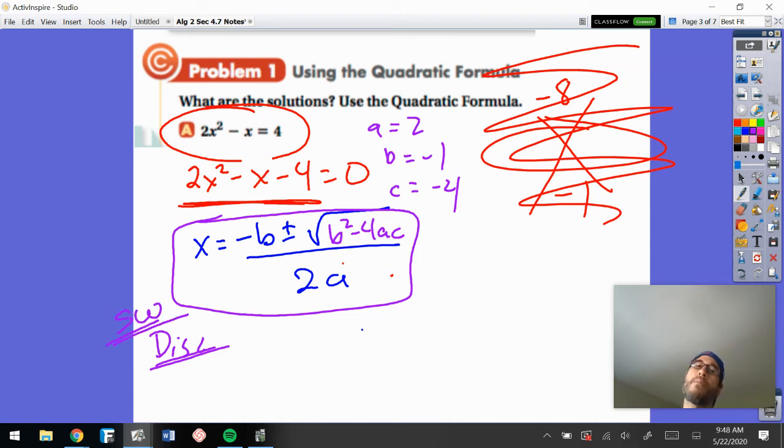So finding the discriminant is part of our side work. So let's go ahead and do it. What is the discriminant? Well, it's b squared minus 4 times a times c. Okay, what is b? B is negative 1. So we're going to go negative 1 squared, right?